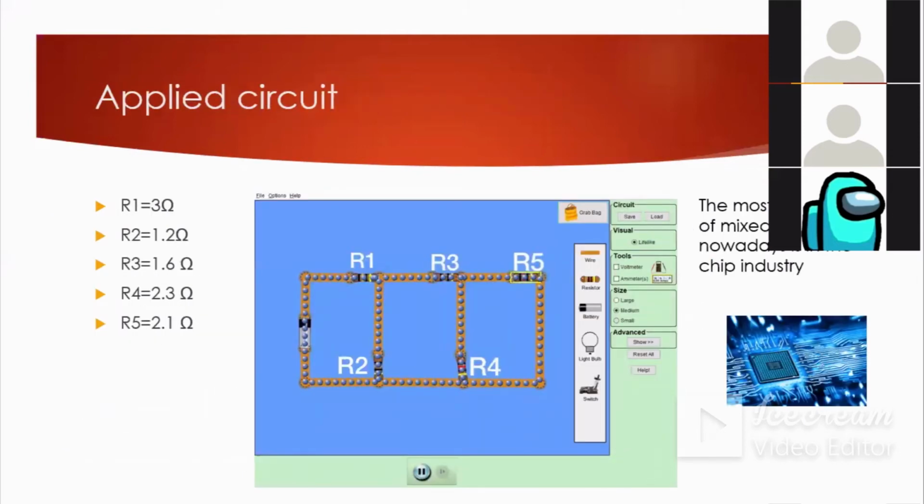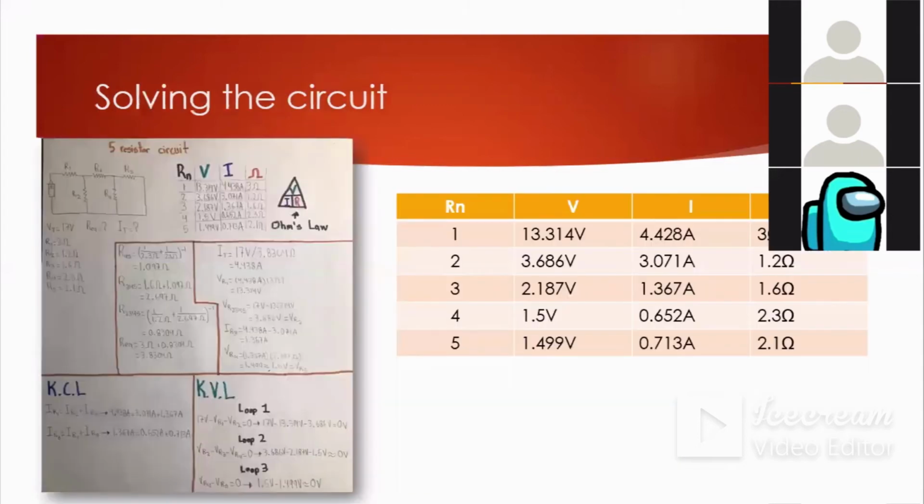So we designed an applied circuit, and as you can see, we have resistors 1, 2, 3, 4, and 5, which are connected in a mixed way. An important fact to consider is that the most important use of mixed circuits nowadays is in the chip industry. When we were solving the circuit, we applied Ohm's law and Kirchhoff's law. As you can see, we found the individual voltage, current, and resistance of each resistor.